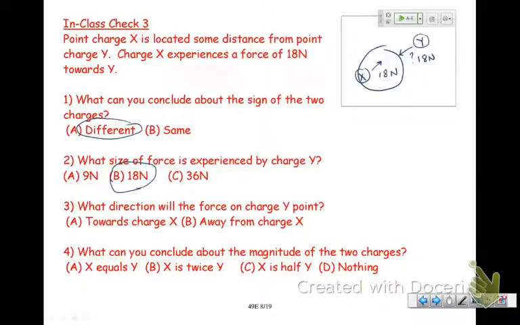What direction will the force on charge Y point? Will it be towards? I'm not going to even do this. So which direction will it point? The way I drew it, so it will be towards X. And then what can you conclude about the magnitude of the two charges?